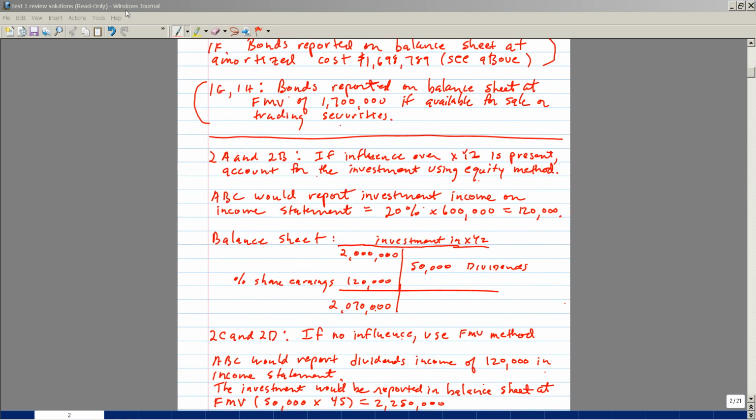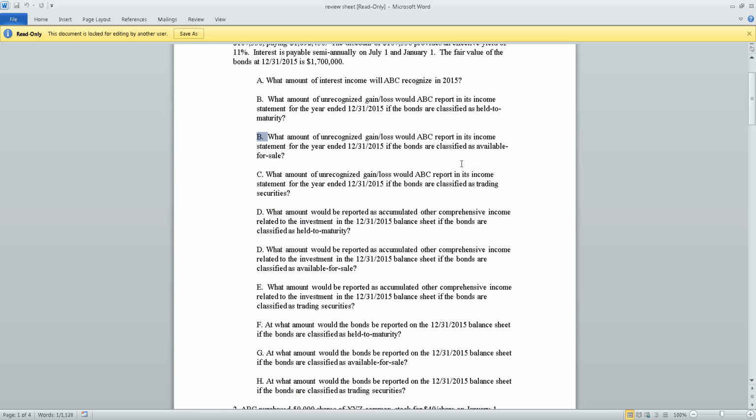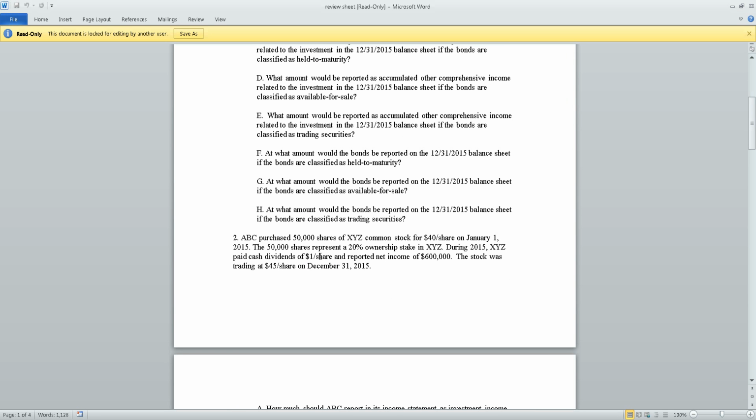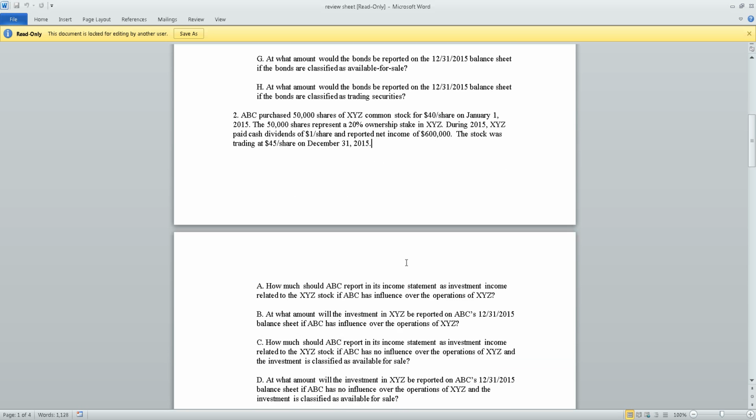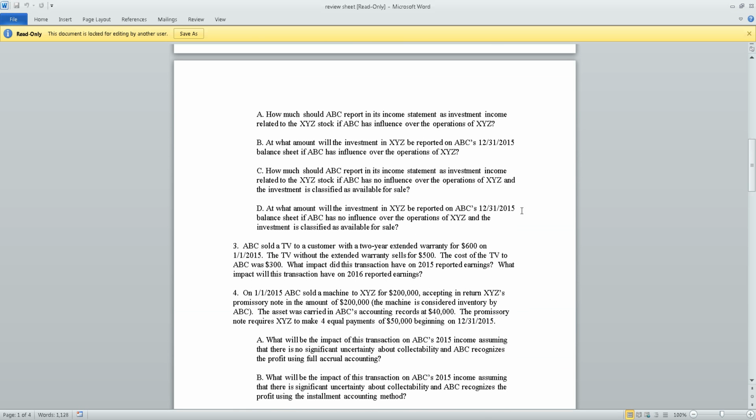So let's take a look at question 2 here. Question 2 deals with a company that bought 50,000 shares of common stock for $40 a share on January 1st, 2015. The 50,000 shares represents a 20% ownership stake in the investee company, which is XYZ. During 2015, XYZ paid cash dividends of $1 a share and reported income of $600,000. At the end of the year, the stock had appreciated in value a little bit. It was up to $45 a share, which is $5 share appreciation relative to what we paid for the securities.